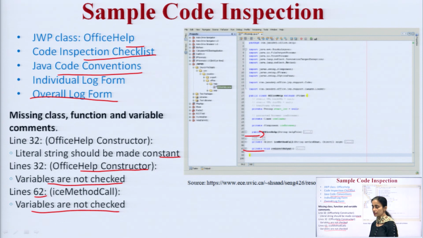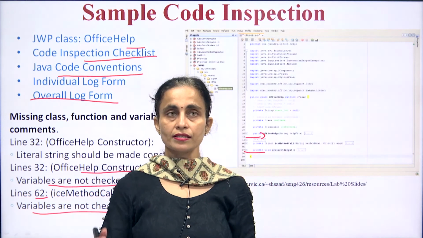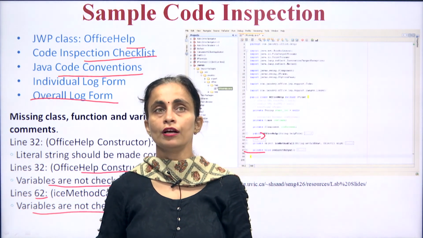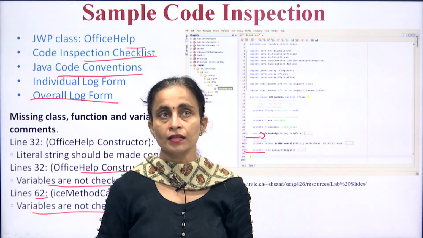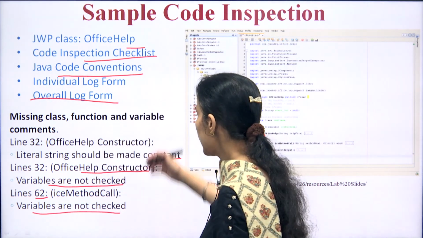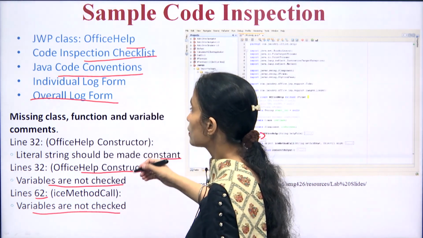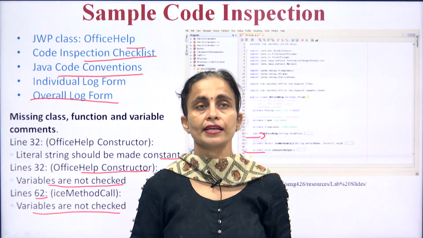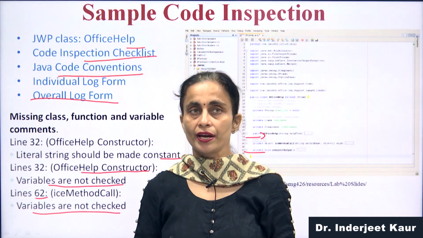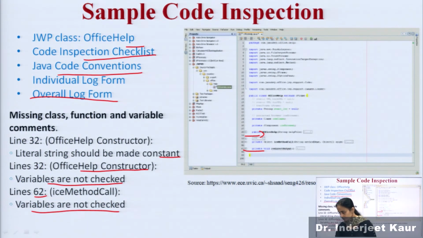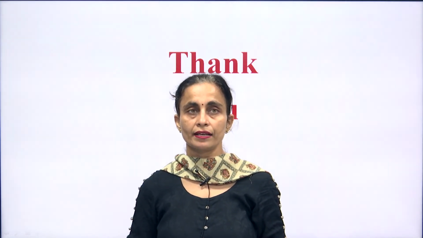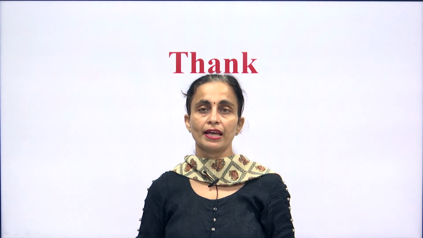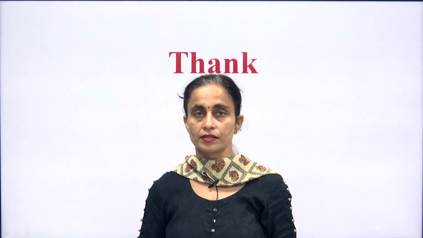Since this was just one module being checked using Office Help, there are various other tools also available for doing this code inspection, and that gives us line by line checking, so that the code is inspected and the expected errors are handled in a very quick and efficient manner. So, this was all about the code inspection technique, which is one kind of method for doing static testing. Thank you.